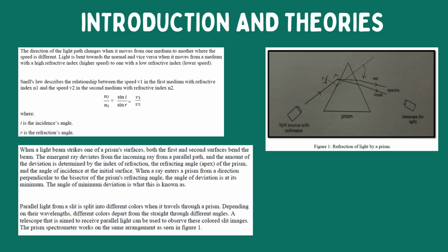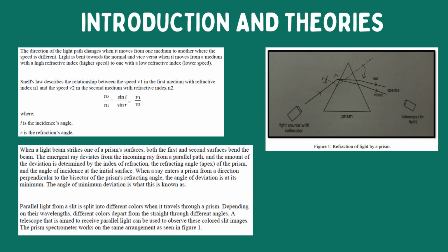Snell's law describes the relationship between the speed v1 in the first medium with refractive index n1 and the speed v2 in the second medium with refractive index n2, where i is the incidence angle and r is the refraction angle. When a light beam strikes one of the prism surfaces, both the first and second surfaces bend the beam.